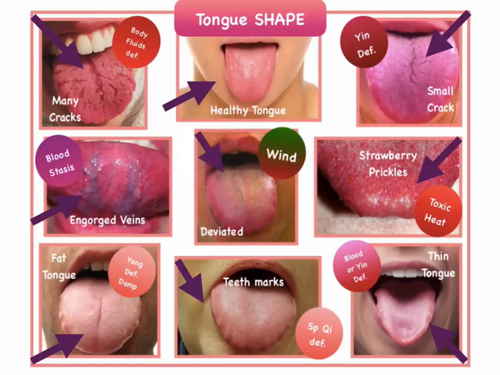And the last one in the middle is a deviated tongue. So a deviated tongue naturally comes out to the side. That is internal wind. It could be a precursor to stroke, but it definitely is internal wind. So that's something to look for, to be aware of, because that could create some more issues.